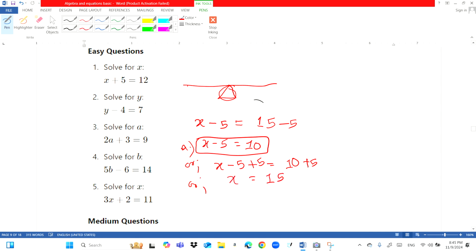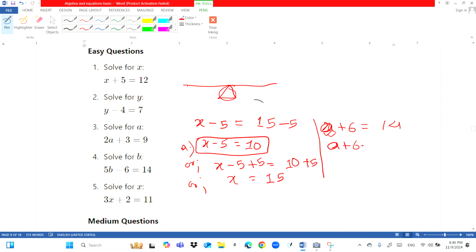Now let's take another example: a plus 6 equals 14. I need to get rid of this 6. Only then can I find the value of a. I need to make this a alone. So what will I do? I'll subtract 6 on both sides.